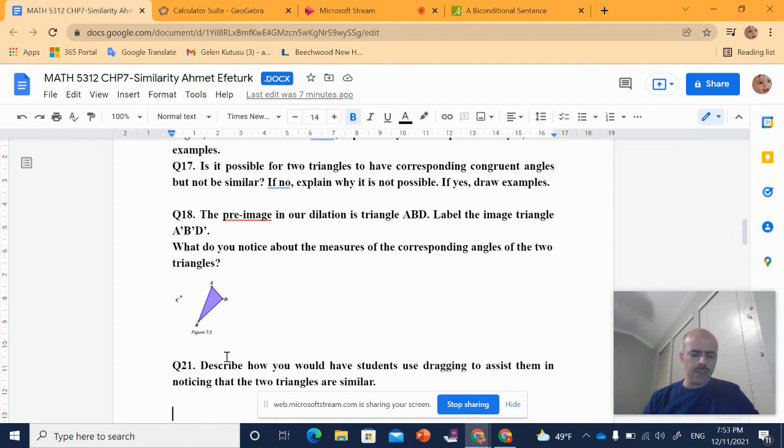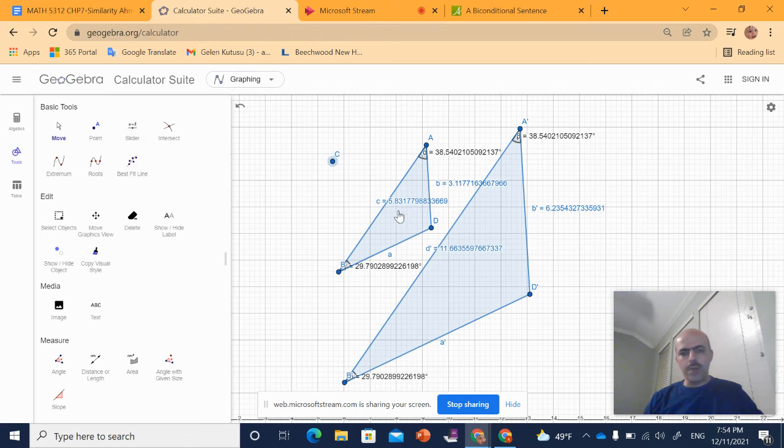And question number 19 and 20 are also similar. It says, how about sides? We can see the sides are also 3.1, 6.2, and 5.8, which means 11.6, so it is double. If we try to do the same for A and A prime, we will get the same thing.